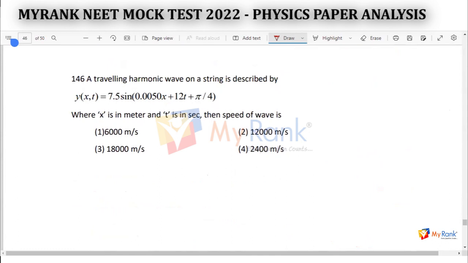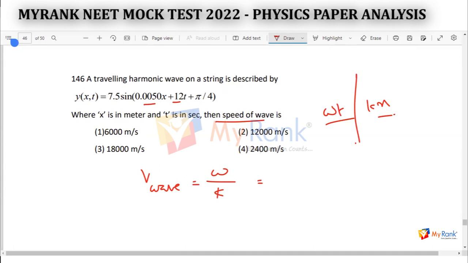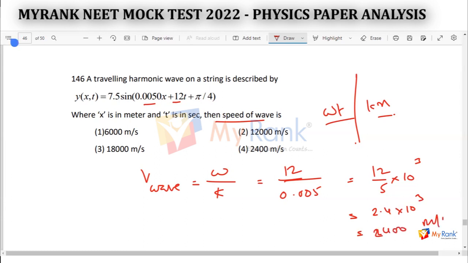Yes. A traveling harmonic wave on a string is described by the equation given. So the speed of the wave is asked. Wave speed is nothing but, students, omega by k. Right? Generally the terms are omega t and kx. These terms you should remember. So the t coefficient is omega, the x coefficient is this one, 0.005, students. So that means 12 by 5 into 10 power plus 3. That means 2.4 into 10 power plus 3. That means 2400 meters per second, students. 2400. So fourth is the right answer, students. Here.